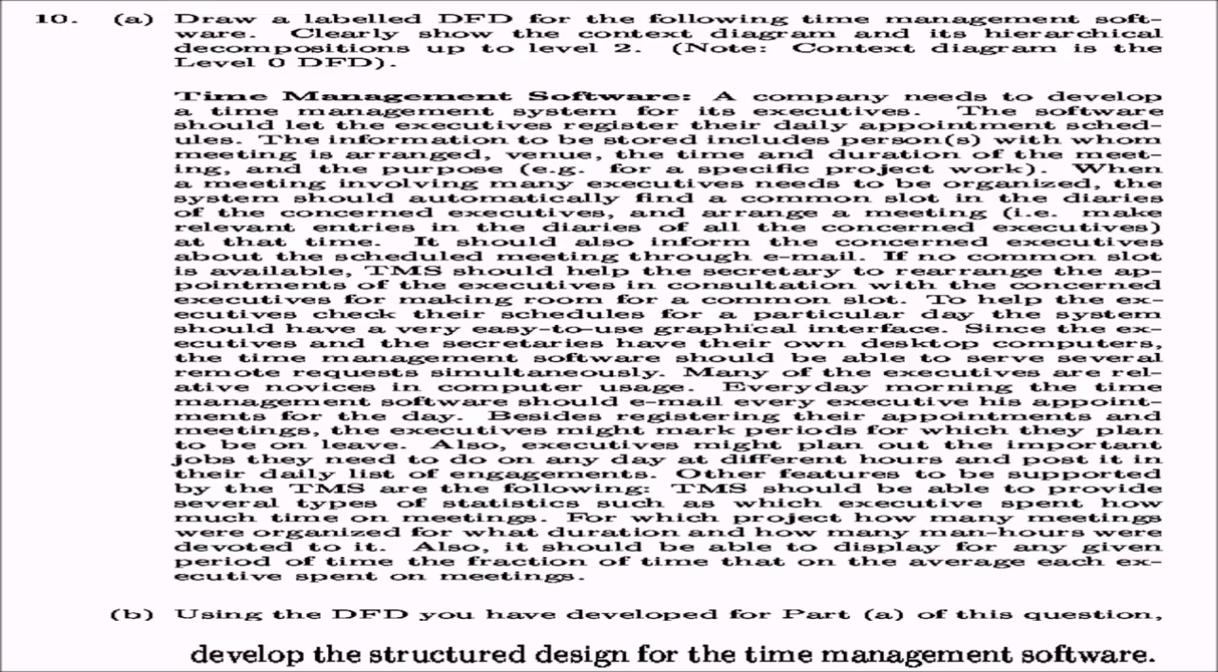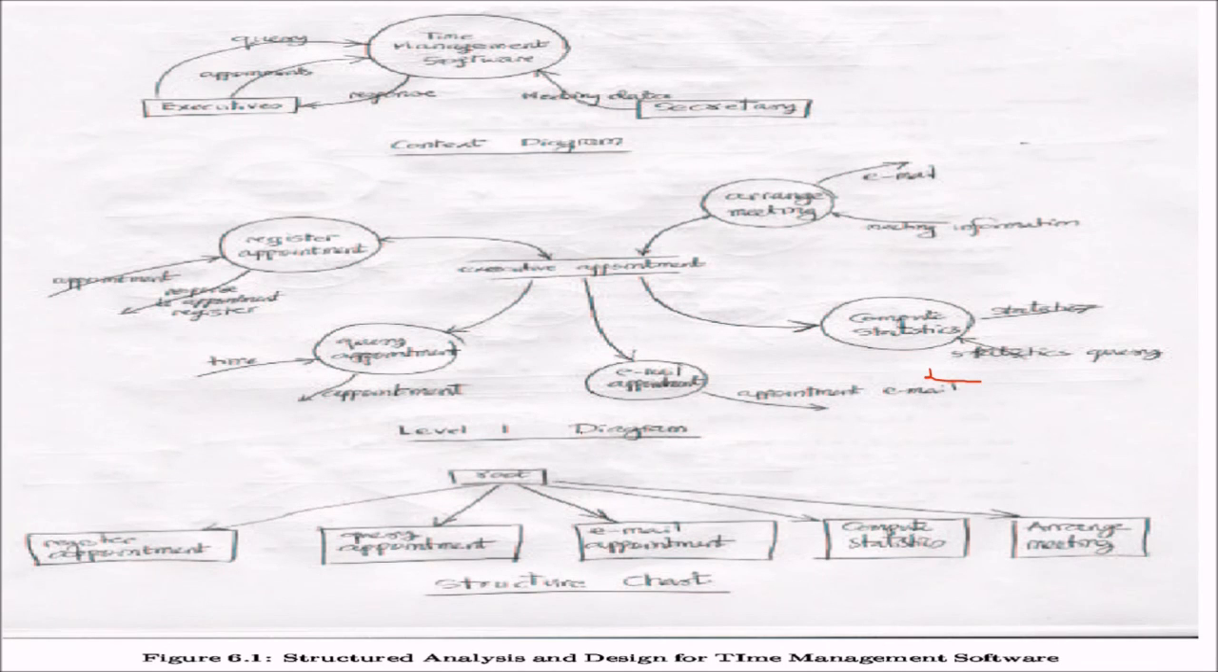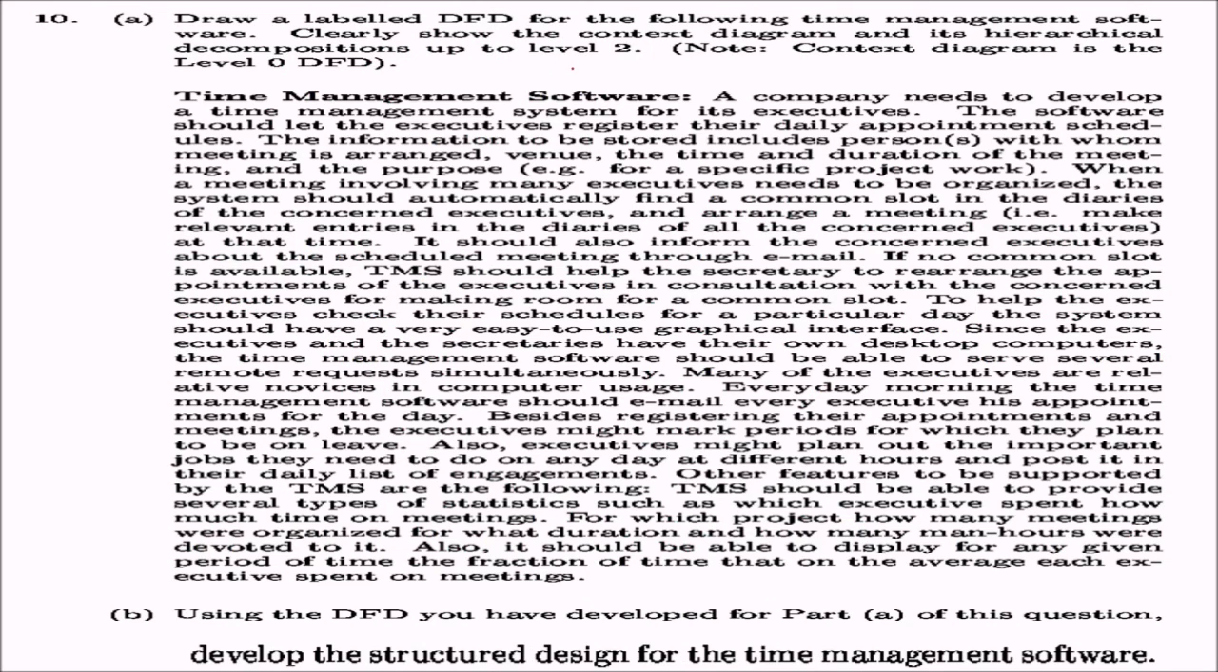So now we have a certain question, we have a solution also here, and we will read it. We have to draw a labeled DFD for the time management software. You need to show the context diagram and its hierarchical decomposition up to level 2. So you have to draw a level 2 DFD. The context diagram is the level 0 DFD as we know it.